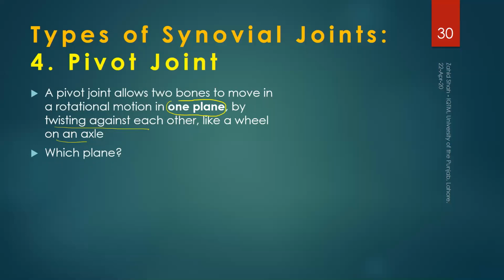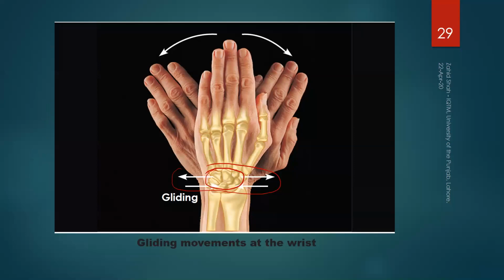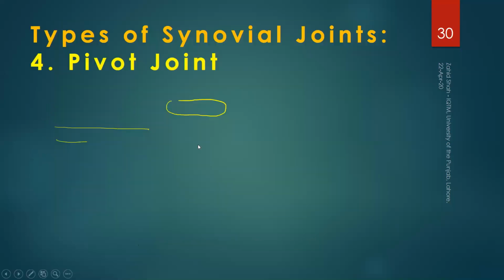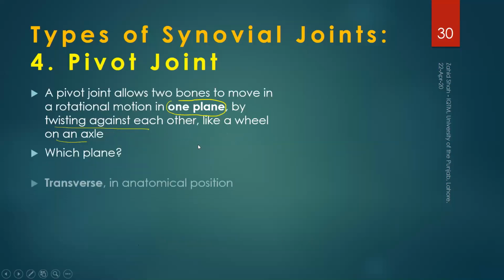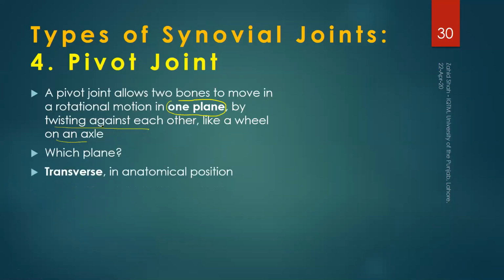So hinge joint allows movement in one plane. Ball and socket, we will see that in three planes. Then the gliding joint, so you can visualize the planes here as well. And what about this pivot joint? This allows rotation in the transverse plane in anatomical position.